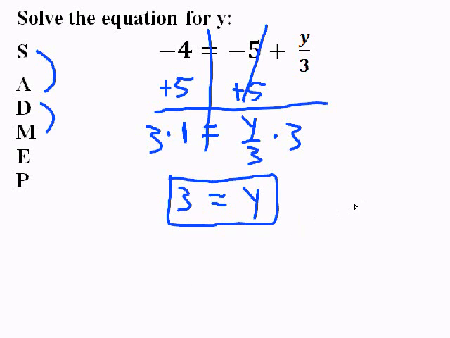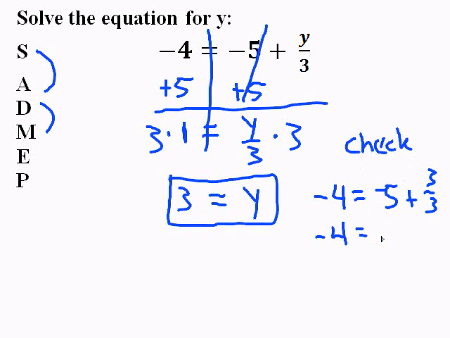You can check your solution by going negative 4 equals negative 5 plus 3 over 3. Leaving with negative 4, by the way, this is our check, equals negative 5 plus 1. Negative 4 equals negative 4, which means we found the correct solution.